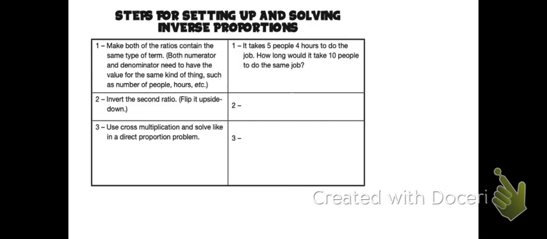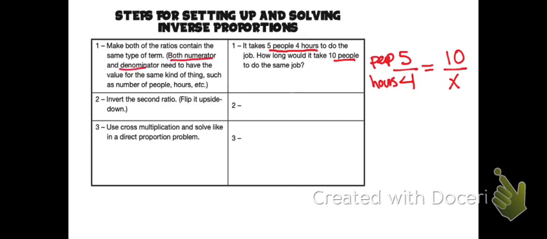Now, I would be inclined to take this first sentence, 5 people 4 hours, so put 5 people in the top, 4 hours in the bottom, and 10 people, I would put that in the top, and I don't know how many hours goes in the bottom. So in this case, I am putting people in the top and hours in the bottom. However, it says here that the numerator and the denominator need to be the same thing. So we can't set up our proportion in that way.